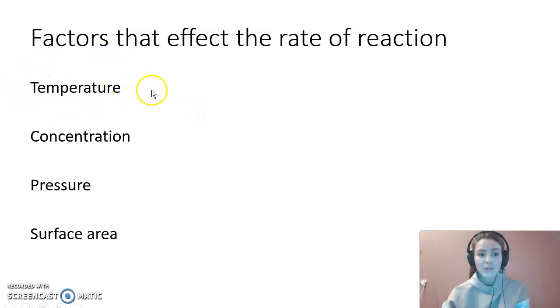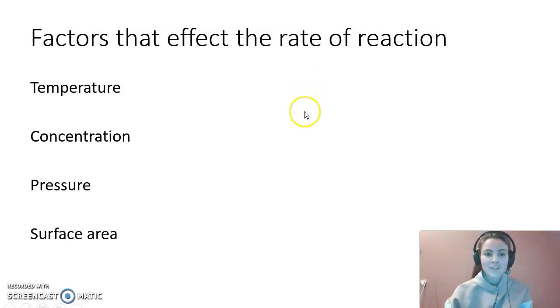We have already looked at temperature when we talked about the Maxwell-Boltzmann distribution, that the particles move faster if you have a higher temperature. And that will increase the rate of reaction. So the reaction will happen faster if you have a higher temperature. So we're going to look at the rest of the factors: the concentration, pressure, and surface area.